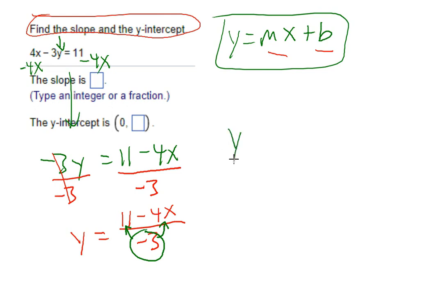So what we're going to get is y equals 11 over negative 3 minus, because we have a minus sign right here, 4x over negative 3. And so that's better, right? We have two separate terms, so it's going to make it a little bit easier to match it up to this formula here. But it still needs a little bit of work. So the first number, there's not much we can do. 11 over negative 3, that's just negative 11 thirds. Right, that's just going to stay the way it is.